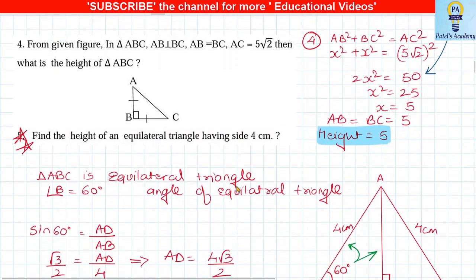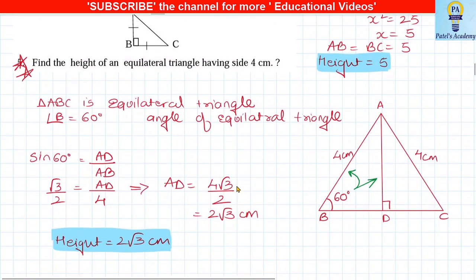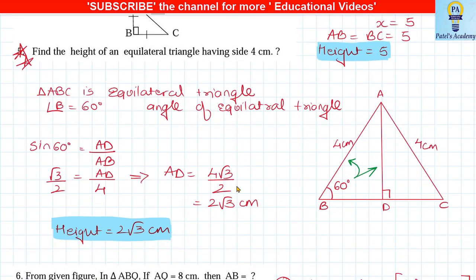Okay, next sum is again important, students. We have to find the height of an equilateral triangle having side 4. Now we can have any other value apart from 4 centimeters. Okay, so ABC is a right angle triangle. Have a look at the figure. Angle B is 60 degrees. Now we are using trigonometry here. You can use even Pythagoras theorem, you will get the same answer, but I use trigonometry.